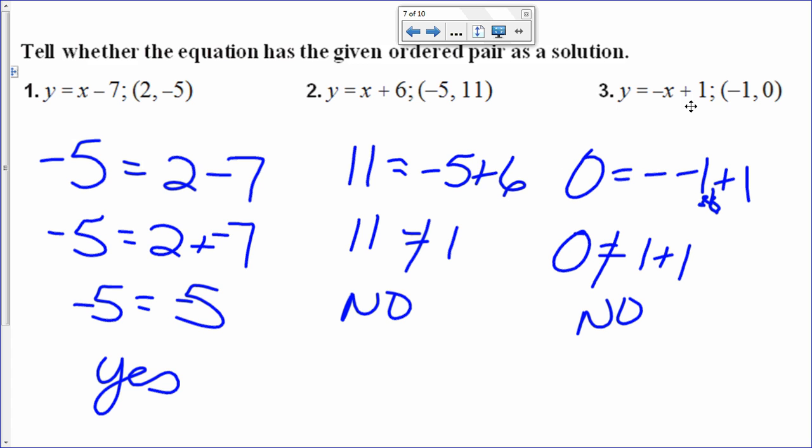y equals negative x plus 1 for (-1, 0). Again, you're going to substitute in: 0 equals negative negative 1, which in turn becomes positive 1. So we end up with 1 plus 1, which is 2, and that does not equal 0. So (-1, 0) is not a solution for this equation. It is not going to be on the drawing of the line for the equation of this graph.